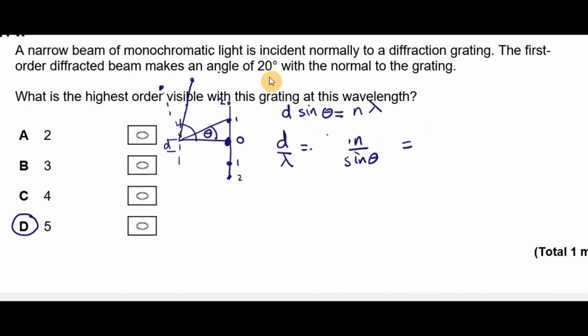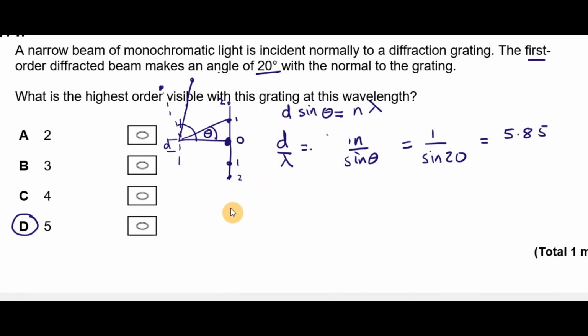the nth order, to start with, is a first order, so n is 1, and theta is 20 degrees. So we get a value of 5.85. So now we want to use this ratio of d over lambda to find the highest order visible through this grating.